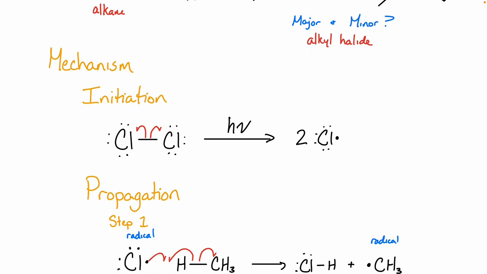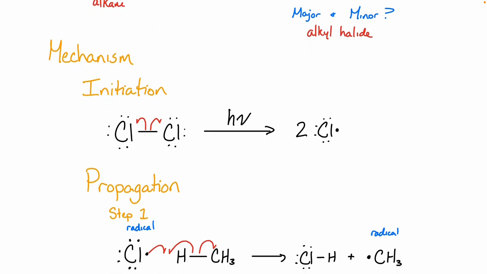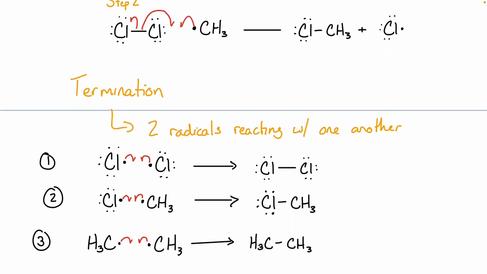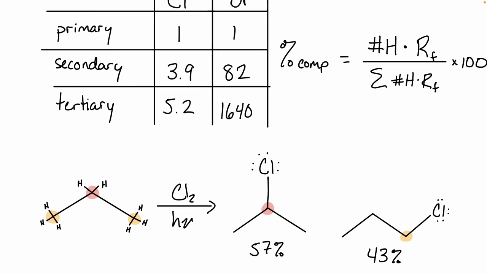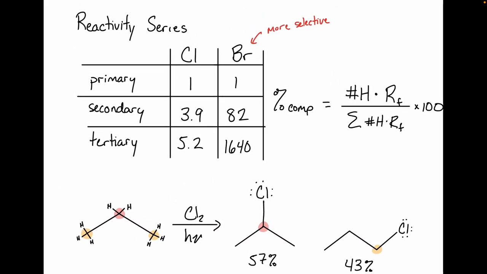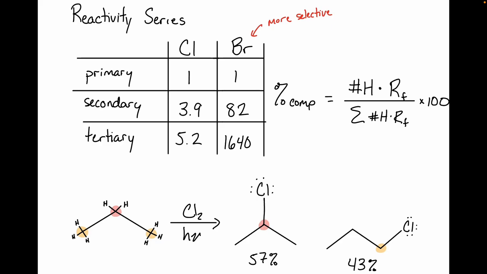It involves this radical mechanism. So we got these new electron pushing arrows that we have to use to illustrate that reaction. All right, and even more fun, we can do these product calculations as well to determine our percent distribution of the products that we get using this method. Cool.